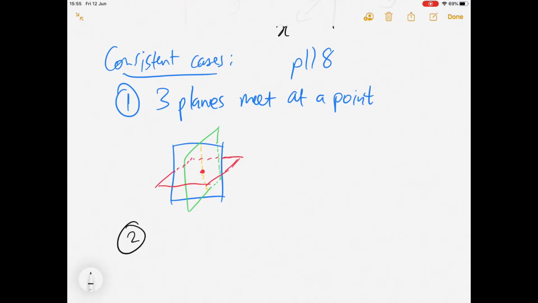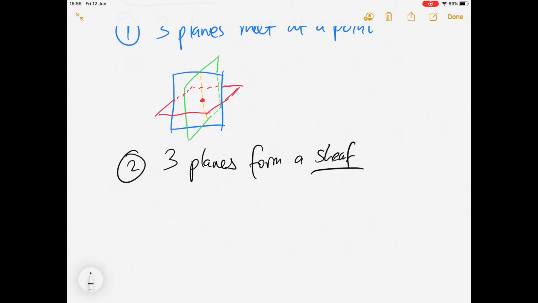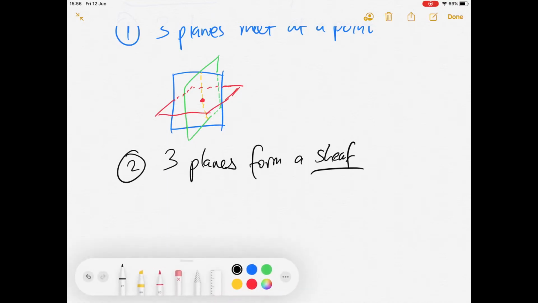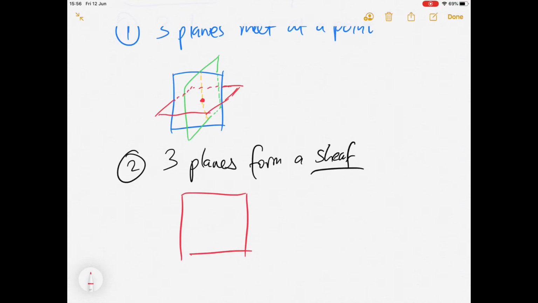Okay, case two. We could have three planes that form a sheaf. This is a bit like if you open a book and fan the pages so that they all spread out, but they're all connected by the spine of the book. So if we start with a red plane like this, and then I draw a blue plane like this, that is in front on this side, but then is behind down here.